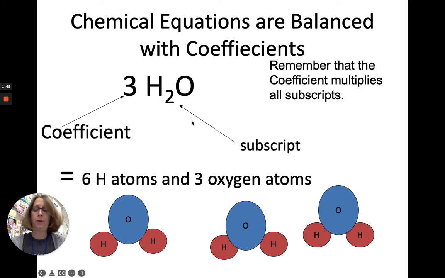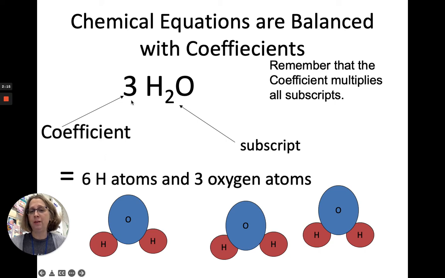So for example, in this particular example, we have the formula H2O. Everybody's pretty familiar with that. That's water. Here is one water molecule. It says that the ratio between the hydrogen atoms and the oxygen atoms that are covalently bonded to each other is 2:1. Two hydrogens bonded to one oxygen. So this is one molecule of water.